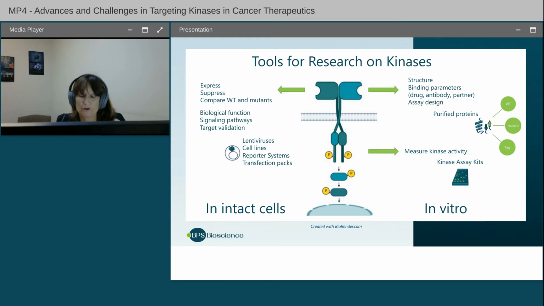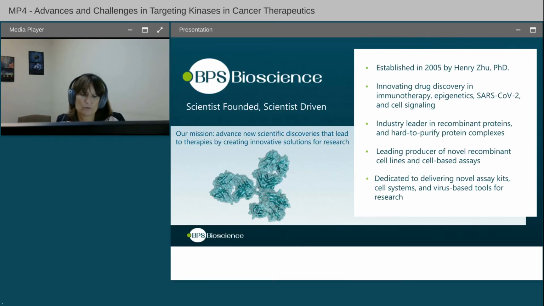A target validation study may also use CRISPR-mediated knockout, or may compare the wild type and the mutant forms. The biological function, and especially the activation of relevant signaling pathways, can be conducted using cell lines or using reporter systems.